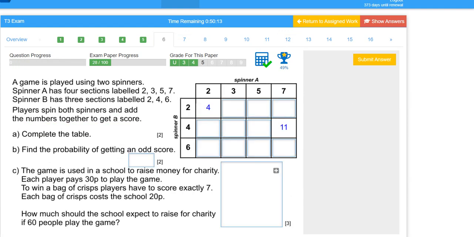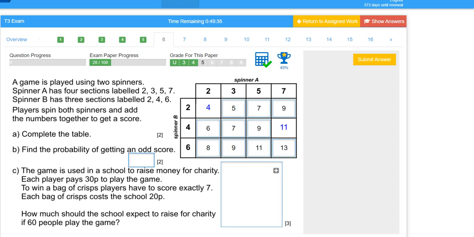Okay, let's have a look then at our game with spinners. We're told that we add them. So it's a very quick point just for adding these. 2 and 3 is 5. 2 and 5 is 7. 2 and 7 is 9. 4 and 2 is 6. 3 and 4 is 7. 5 and 4 is 9. 2 and 6 is 8. 3 and 6 is 9. 5 and 6 is 11. And 7 and 6 is 13.